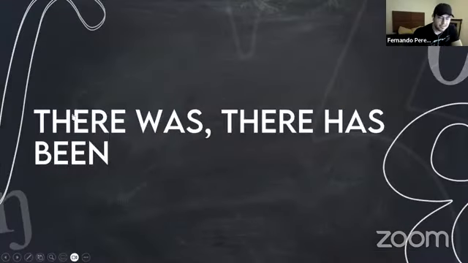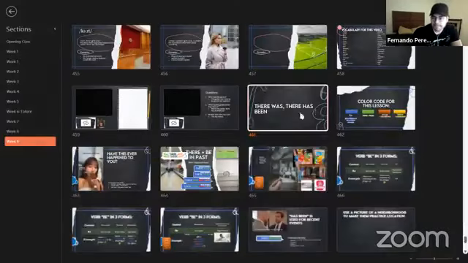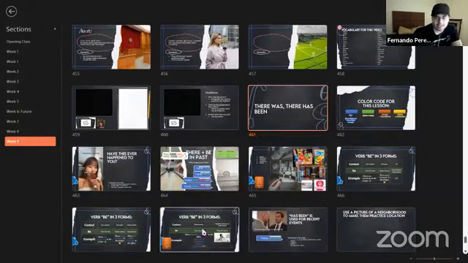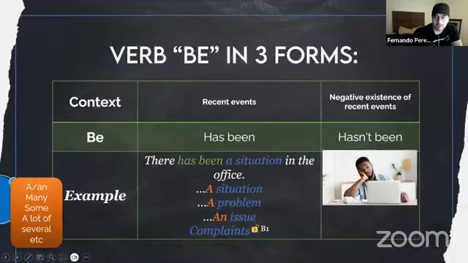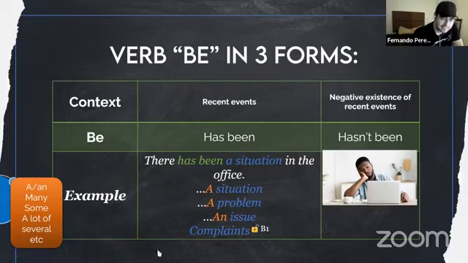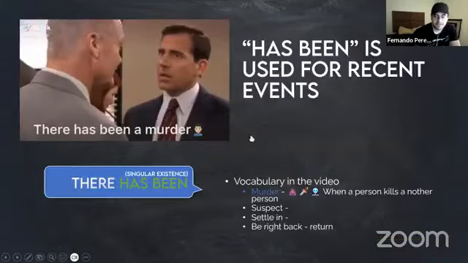So yesterday we learned about there was and there has been. The last part that we checked was about the situation. There has been a situation. There has been a problem. There has been an issue. Or, like Val said, there hasn't been any events recently. That's also possible, no? The positive and negative existence of situations, problems, issues, murders, etc., you know.